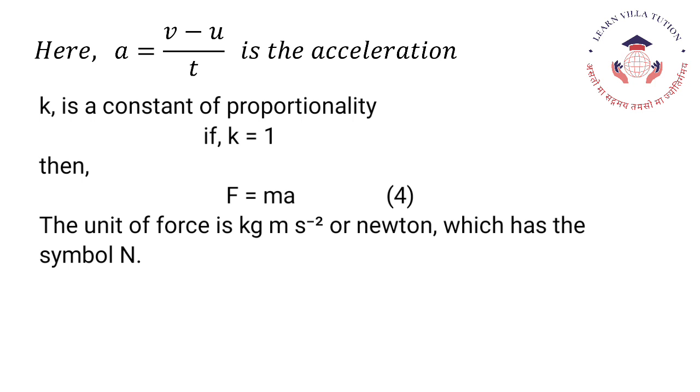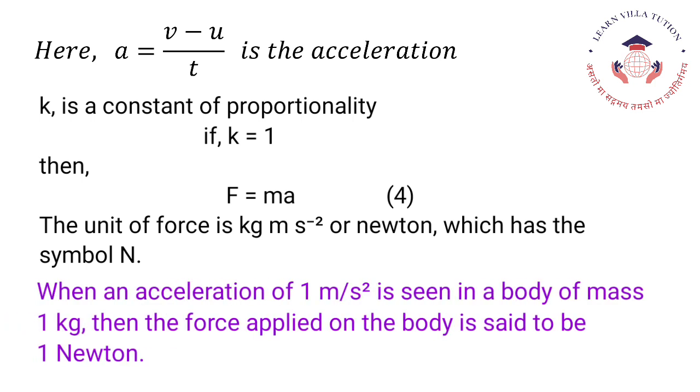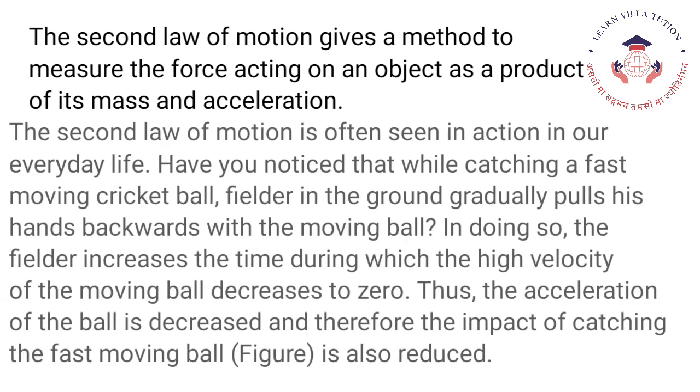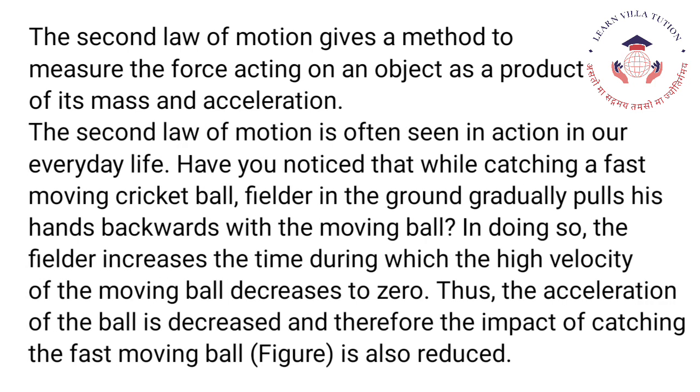The unit of force is kilogram meter per second square or Newton, which has the symbol N. When an acceleration of 1 meter per second squared is seen in a body of mass 1 kilogram, then the force applied on the body is said to be 1 Newton. The second law of motion gives a method to measure the force acting on an object as a product of its mass and acceleration. The second law of motion is often seen in action in our everyday life.